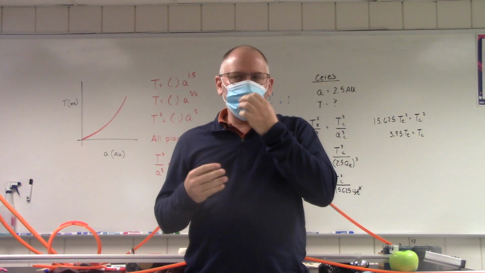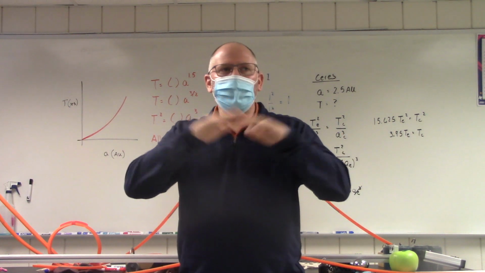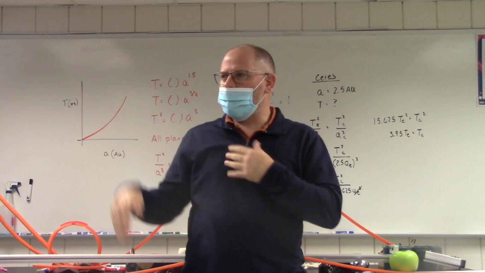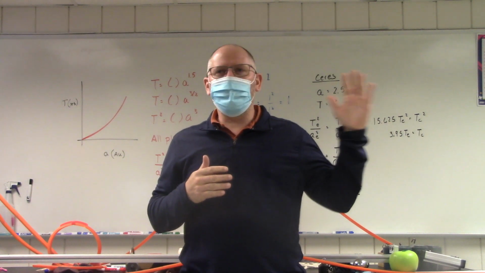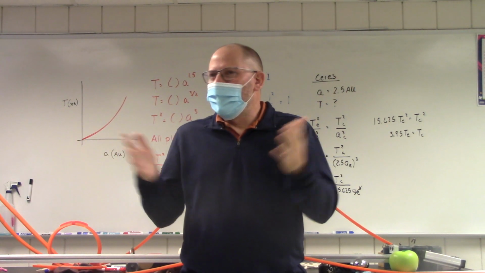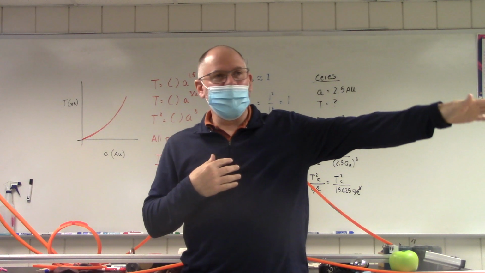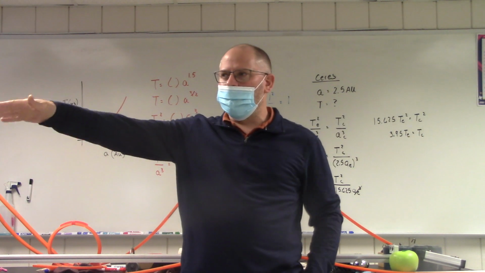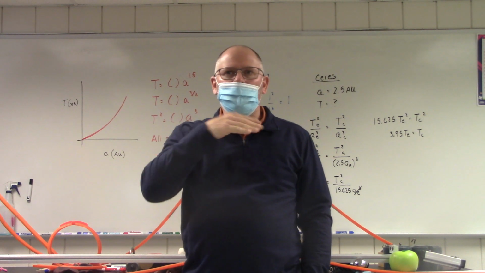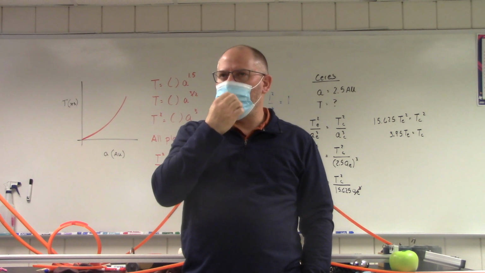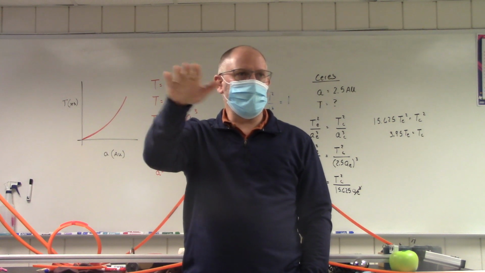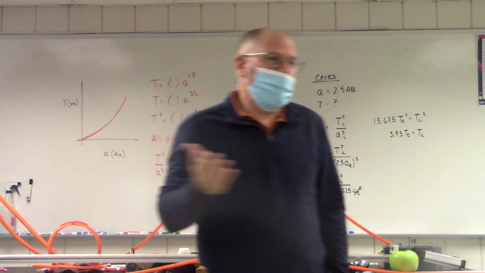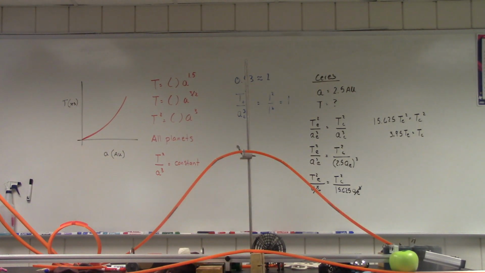right? That's the cool thing about it: if you know how far something is away, you know how long it takes to go around. You just don't know where it is at any given moment. So it's hard to look for something. Because all the planets orbit on the same plane, you know where to look in the sky. You just don't know where to look in terms of up and down, or left and right. But if you know how far away it is, you know how long it takes to go around.